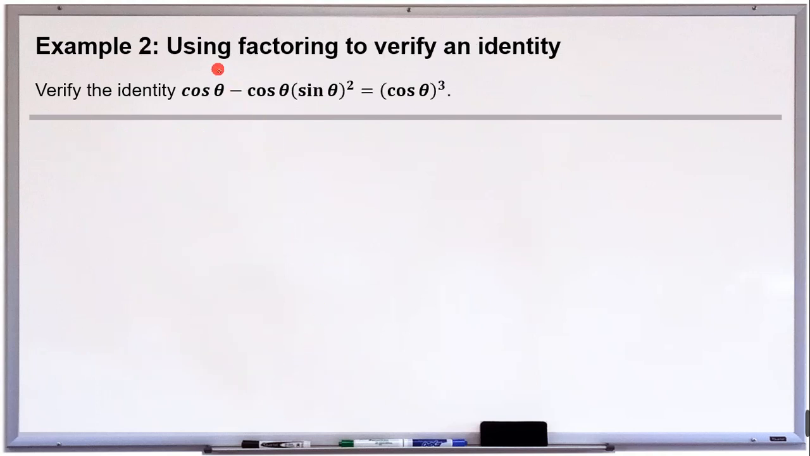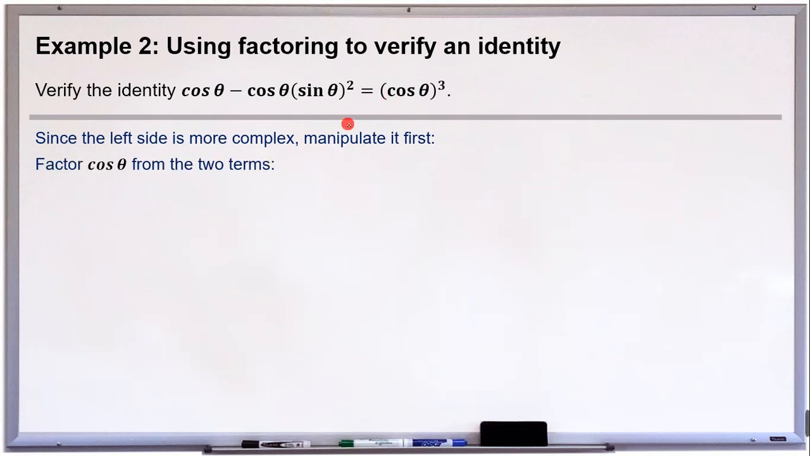Next, for this example, we are going to use factoring to verify an identity. So verify the identity cosine theta minus cosine theta times sine theta squared is equal to cosine theta cubed. Since the left side again is more complex, manipulate it first. So factor cosine theta from the two terms. As you can see, this is our first term, this is our second term. We have a common expression for both terms, that is cosine theta. So we're going to factor out that one.